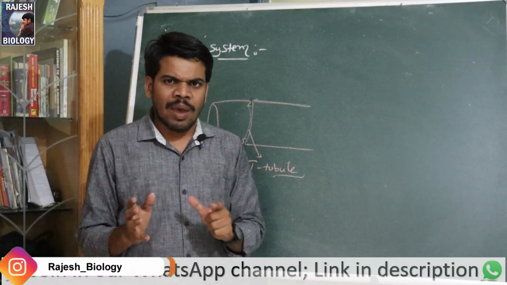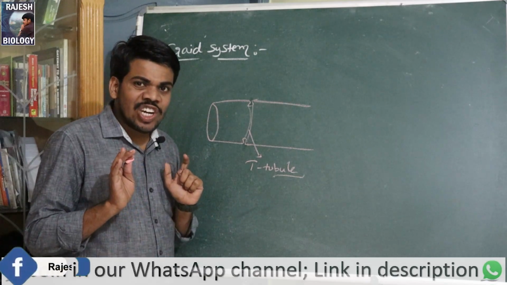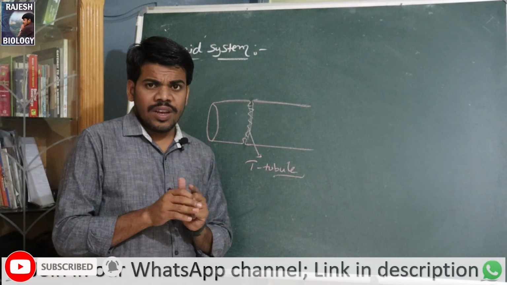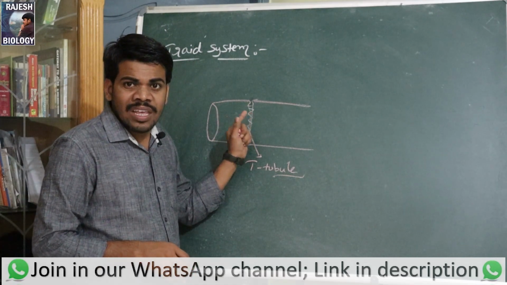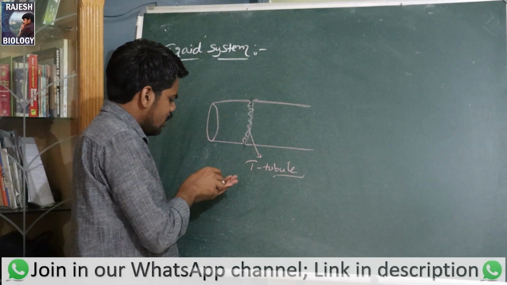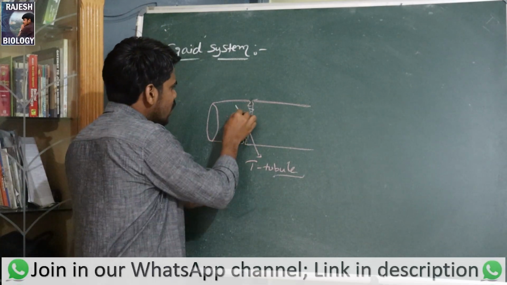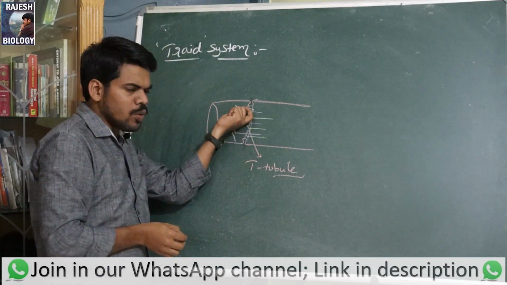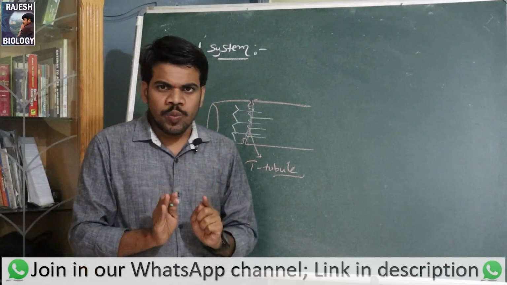In vertebrates other than mammals, the T-tubule is present at the Z line. In mammals, the T-tubule is not present at the Z line. It is present between both actin and myosin, where they overlap. For example, in a human being, these are actin, and this is myosin. Where myosin and actin bind with one another, that means where they come in contact, only at that place there is a T-tubule. This is the location. T-tubule is one part of the triad system.